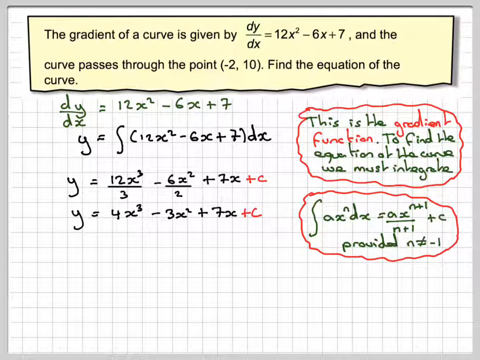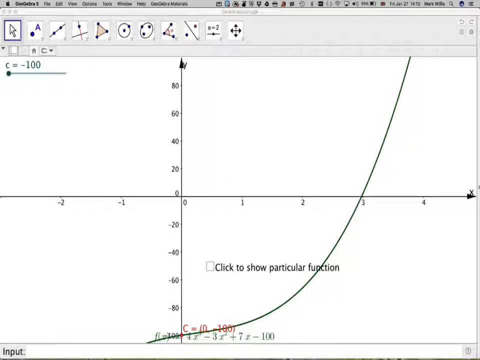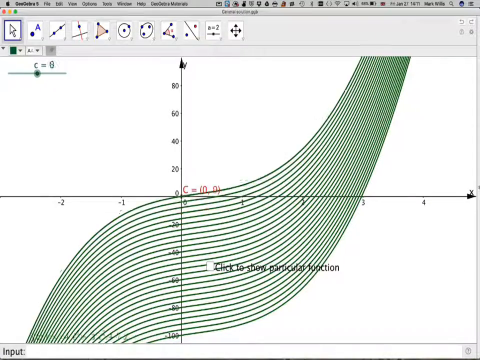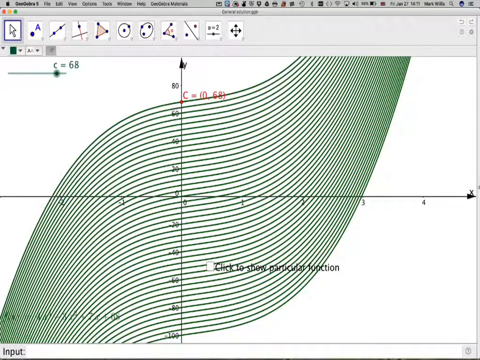Now this is called the general equation of this gradient function. And what you get is what's known as a family of curves. So here we've got the general equation. At the moment c is minus 100, okay? And if I move the slider, what we get is what's known as a family of curves.